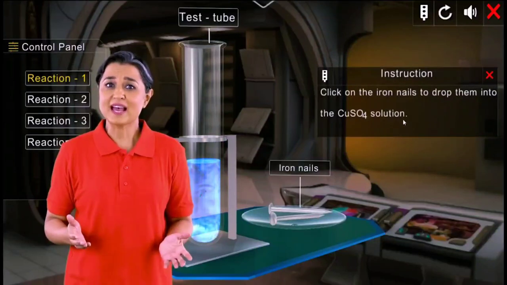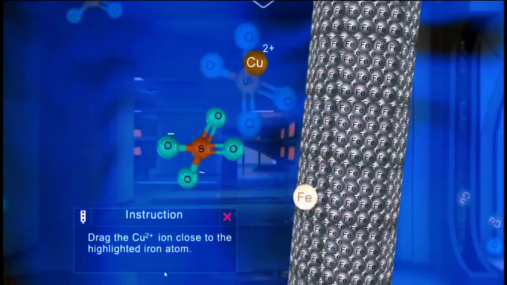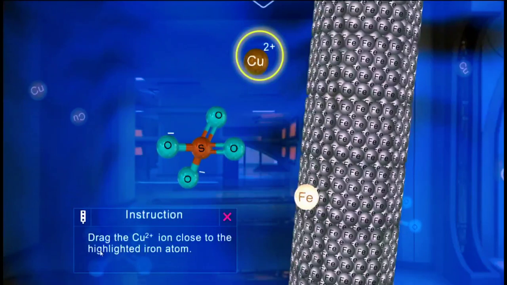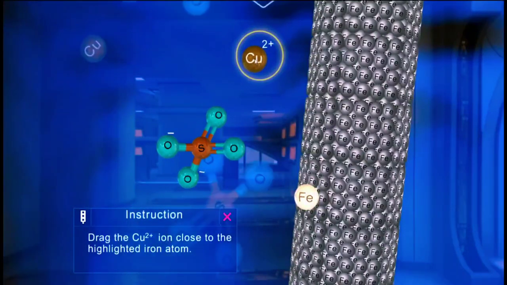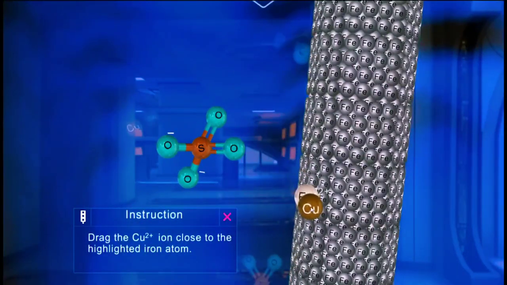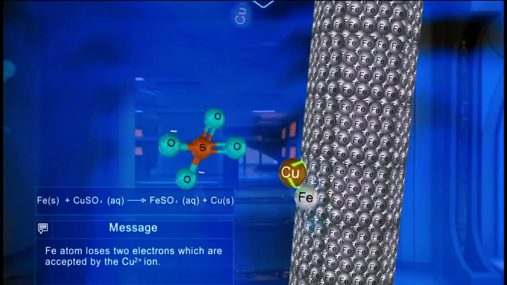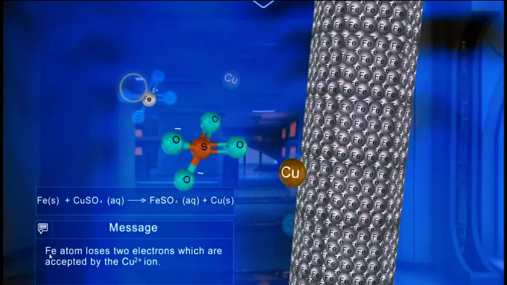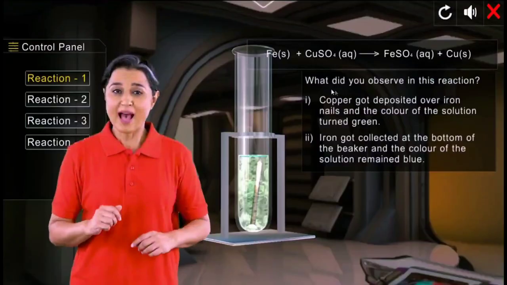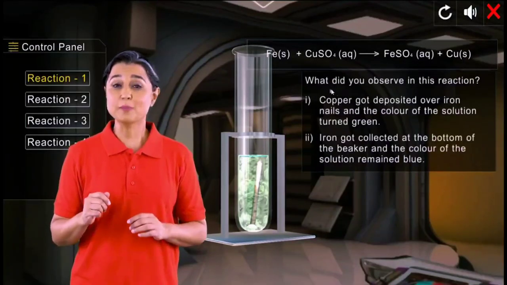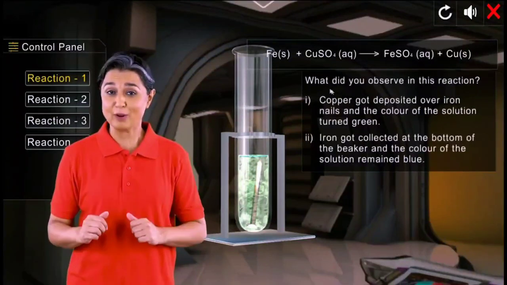What happens at the molecular level? Cu+2 ion moves towards the iron nail made up of iron atoms, and these Fe atoms lose 2 electrons which are accepted by the Cu+2 ion. Copper atom thus formed gets deposited over the iron nail.